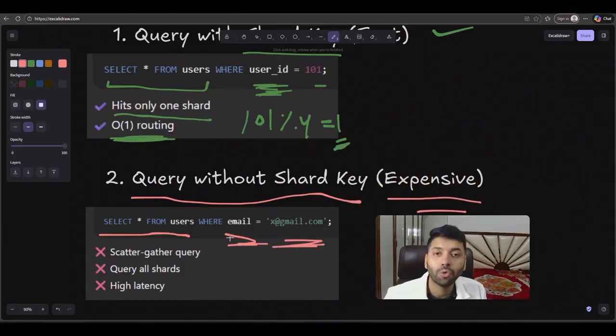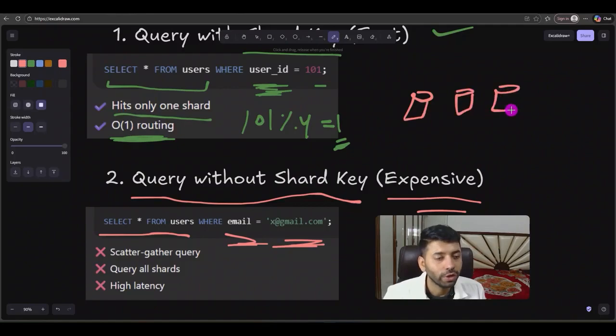That is why it will become quite expensive, because first of all it will be difficult to identify which shard to query on, correct? You have multiple shards now, you have split the data into multiple shards, and if you would query based on the shard key, you would clearly know which shard to go to, and that's why your routing will be quite easy. You will just hit only one shard.